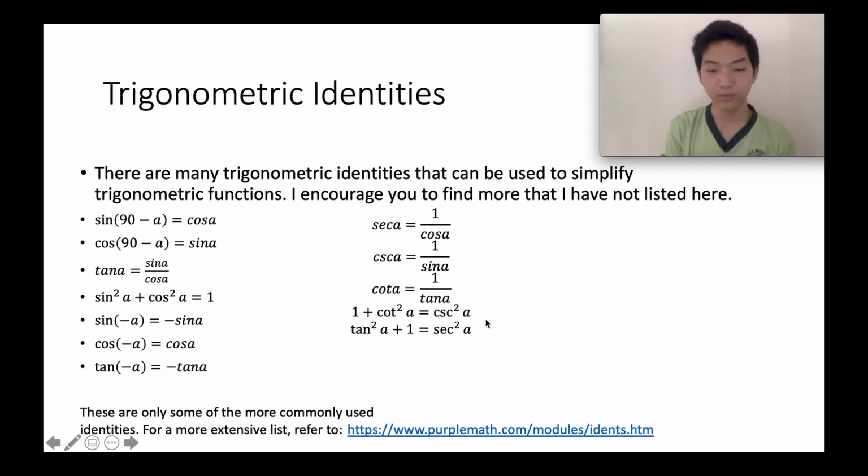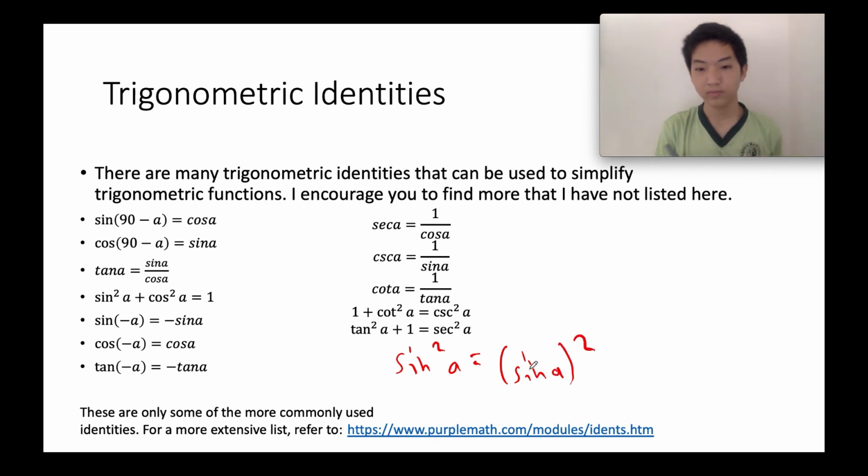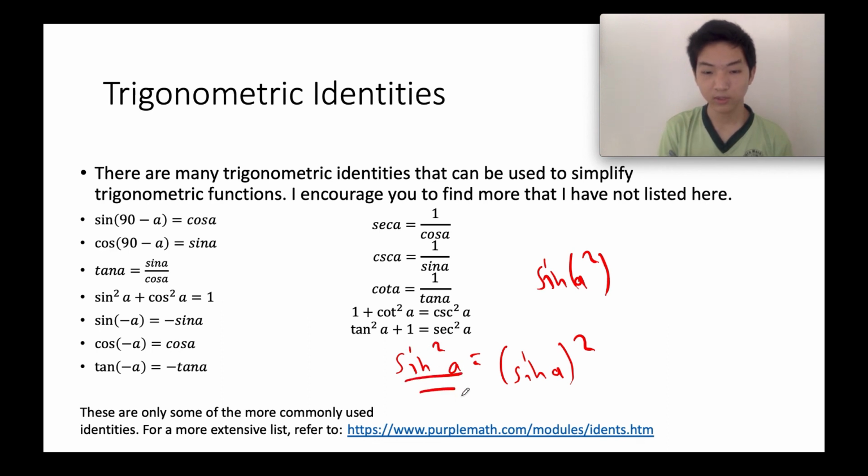And then there are 2 more here. 1 plus cotangent squared alpha is equal to cosecant squared alpha. Tangent squared alpha plus 1 is equal to secant squared alpha. And in case you're wondering, sine squared alpha is the exact same thing as sine alpha squared. The reason it's written this way is to avoid confusion, because if you wrote it the other way, it would mean the sine of the angle squared. So instead, you want to write it this way.